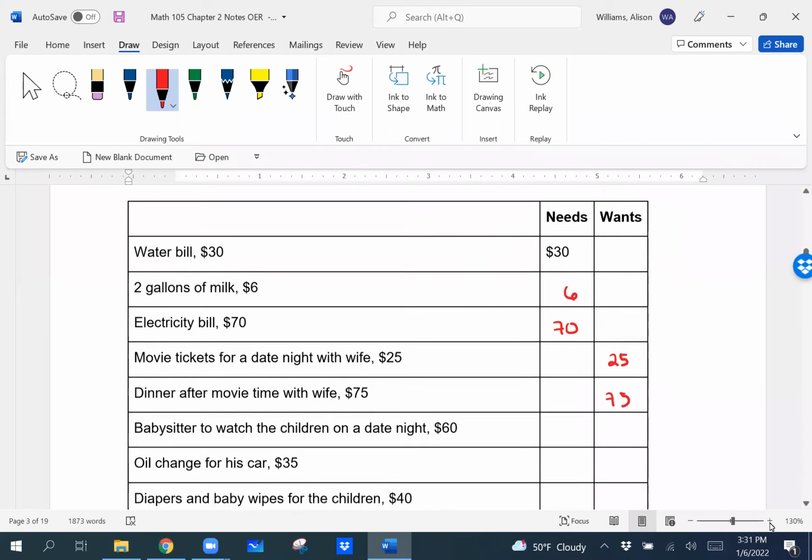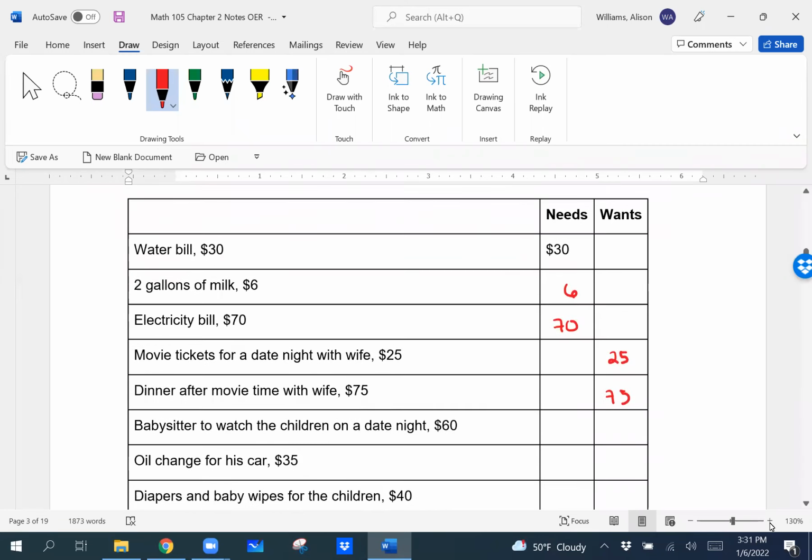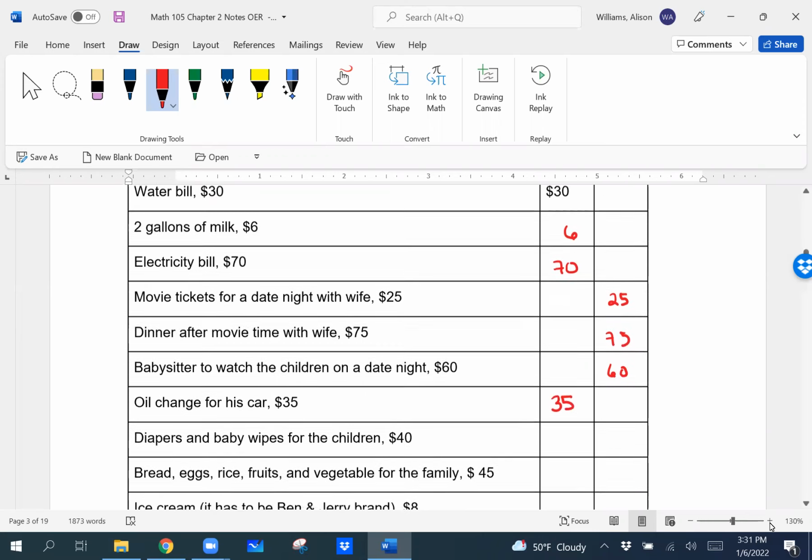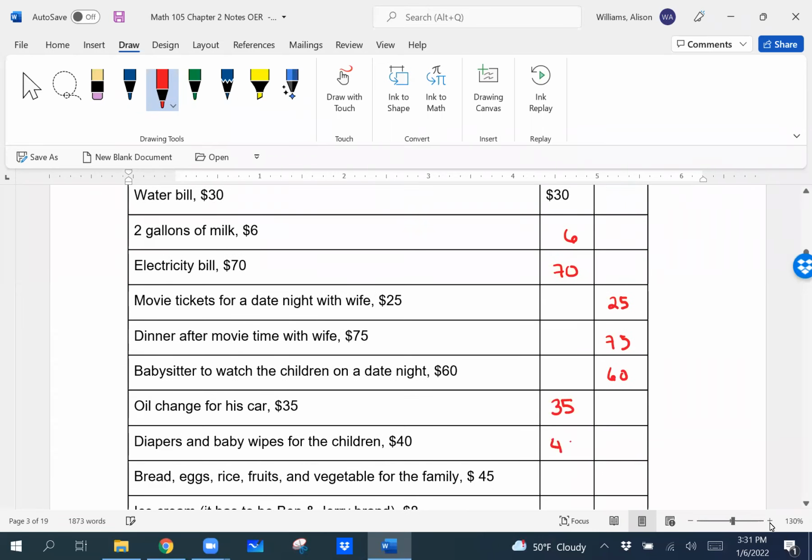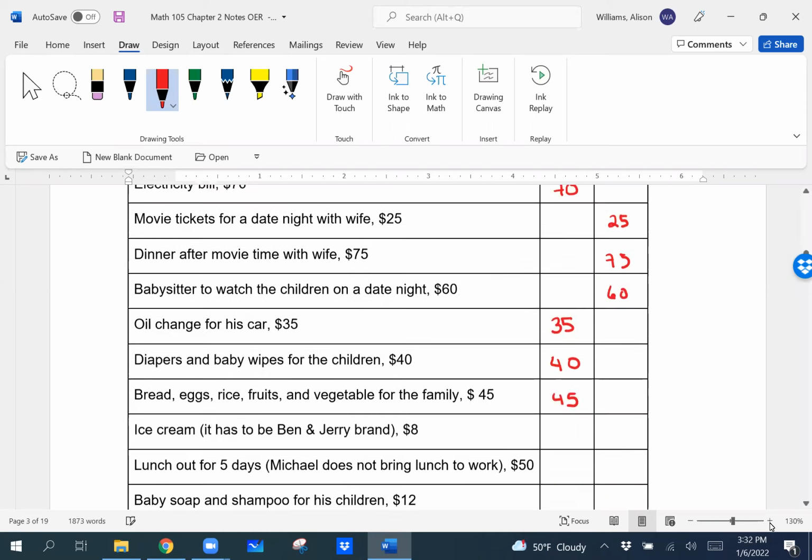So that's like typical now, right? Expensive. Babysitter, well, if we're saying that going to a movie is a want, then getting a babysitter is probably a want too. Oil change, now because he has to go to a shipyard, I'm going to assume then he needs his vehicle, so $35, that's going to be a need for going to his job. Diapers, yeah, that's a need. Bread, rice, yeah, those are pretty basic staples for basic food.